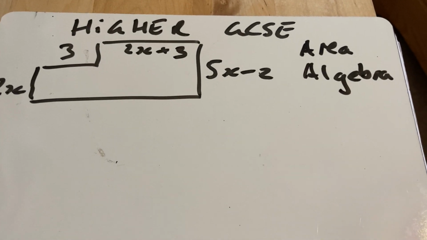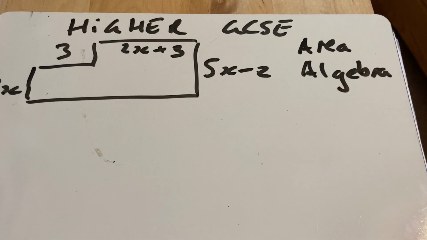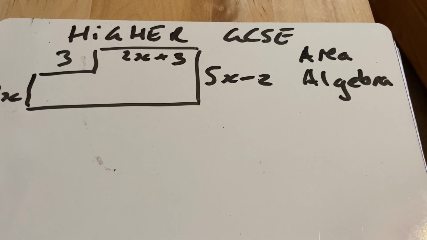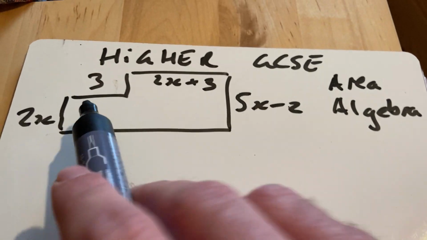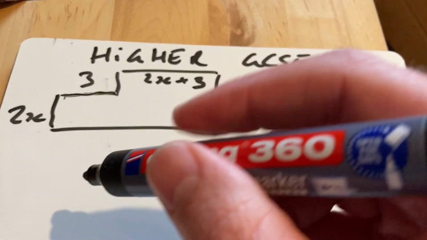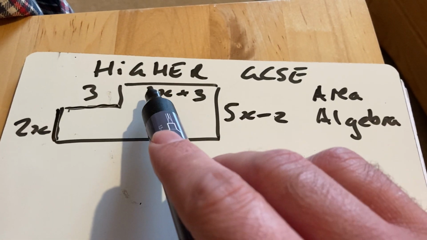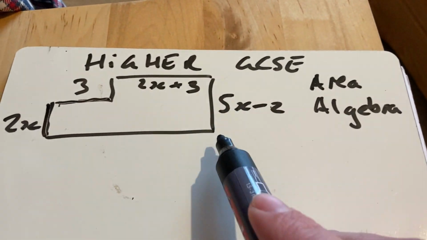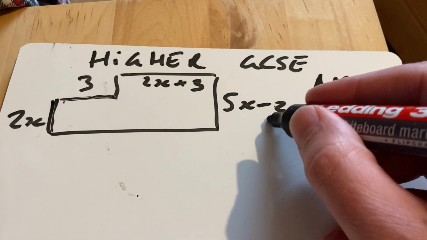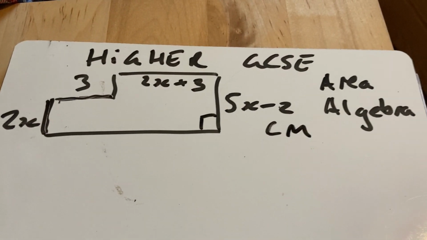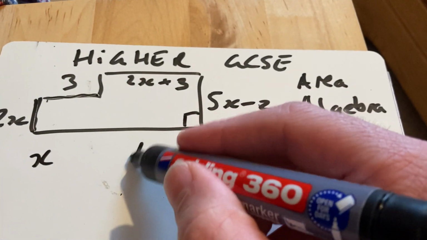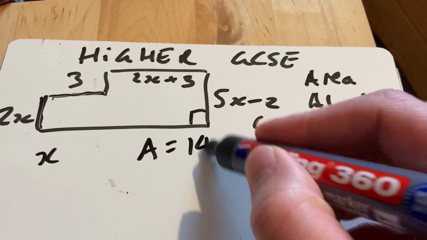Hello, let's do a higher maths GCSE exam preparation question. This one involves area and algebra. We have a compound shape where there's 3 in centimeters, 2x down there, 2x plus 3 across the top, and 5x minus 2 there. And all units are in centimeters, and all corners are right angles. We've got to work out the value of x if we know that the total area is 14.